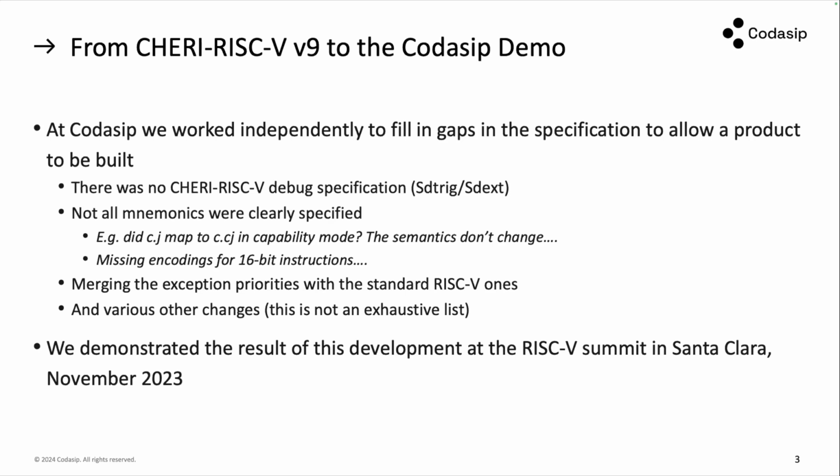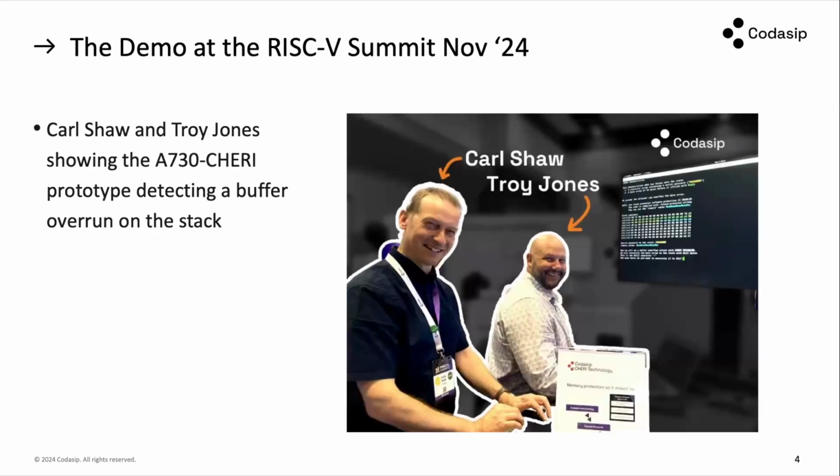We built a Linux-capable CHERI core, which we demonstrated at the last RISC-V summit with a lovely picture of Carl, who's here somewhere. I can't see him. Oh, he's waving, he's up there. So we showed that off on our A730 core, dual issue in order, Linux capable. And not a fake demo, it was a real demo, showing off detecting a buffer overrun on the stack, and showing that it was better than stack canary because it trapped synchronously instead of waiting for function return. I'm sure Carl will tell you more about that during the break if you're interested. He looks like that.